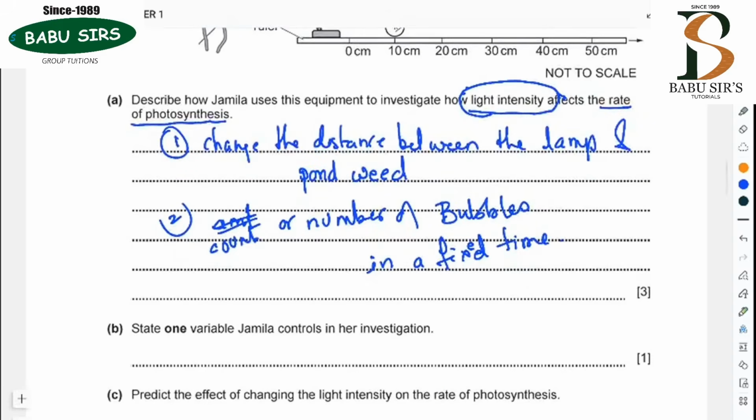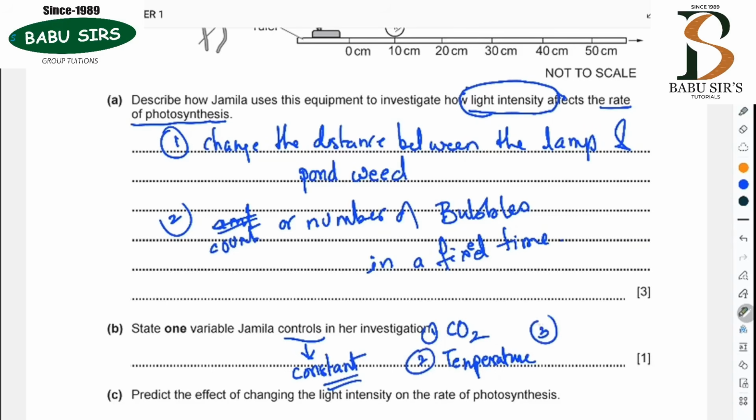Now next is state one variable Jamila controls. Controls means she keeps constant. Now only the light part is changed, remaining everything has to be constant. So carbon dioxide has to be constant, temperature has to be constant. Then the pond weed you are using, the size of it and the species of it, they also have to be constant.